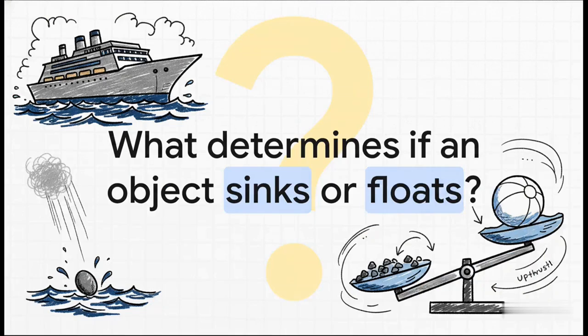Right, so let's dive straight into this kinda counterintuitive mystery. What truly determines if an object sinks or floats? Is it just about how heavy it is? We naturally tend to assume that heavy things sink and light things float. But think about it for a second. A massive steel cruise ship floats perfectly, but a tiny little steel pebble sinks instantly. So clearly, weight alone is absolutely not the whole story here.